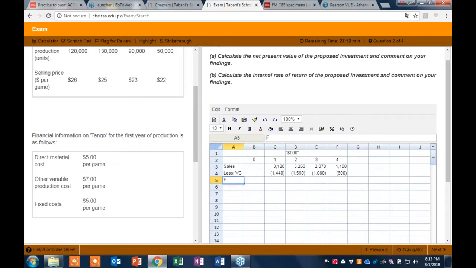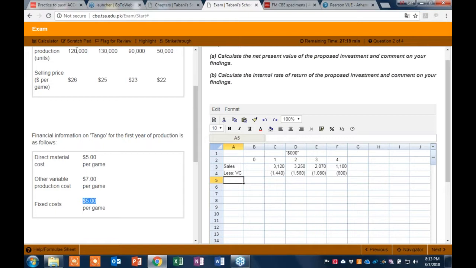Okay, then we have fixed costs. The fixed production cost is $5 per game for the first year, but we have to write the total fixed cost rather than the per unit fixed cost. And remember, this fixed cost per unit has been calculated using the first year activity level. And as you know, fixed cost usually does not change with the change in activity level. So we just need to multiply it back with the sales volume for the first year to get the fixed cost for the first year.